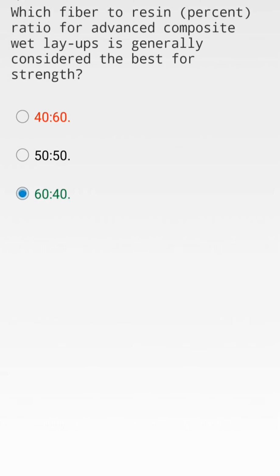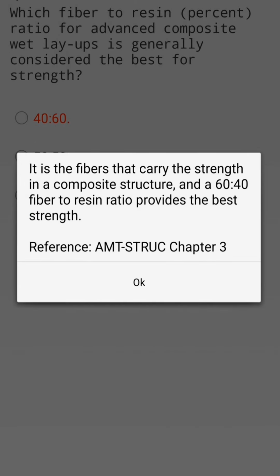Which fiber to resin percent ratio for advanced composite wet layups is generally considered the best for strength? 60-40. It is the fibers that carry the strength in a composite structure, and a 60-40 fiber to resin ratio provides the best strength.